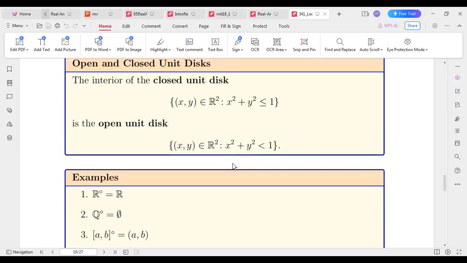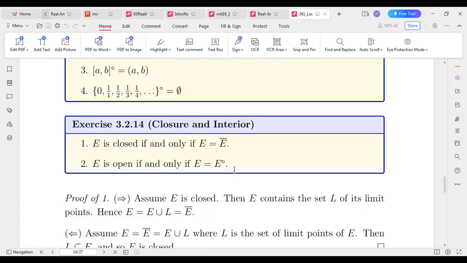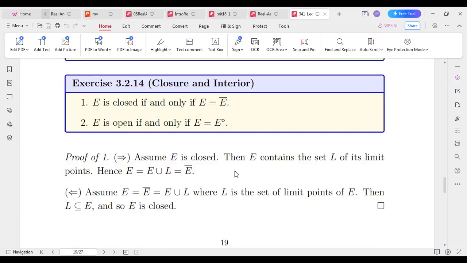For example, the interior of the real numbers will be the real numbers. The interior of the rational numbers will be empty. The interior of the closed interval [a, b] will be the open interval. And the interior of the sequence 0, 1/2, 1/3, 1/4, etc. will be empty. There are theorems on the closure of an interior. We can prove it easily.